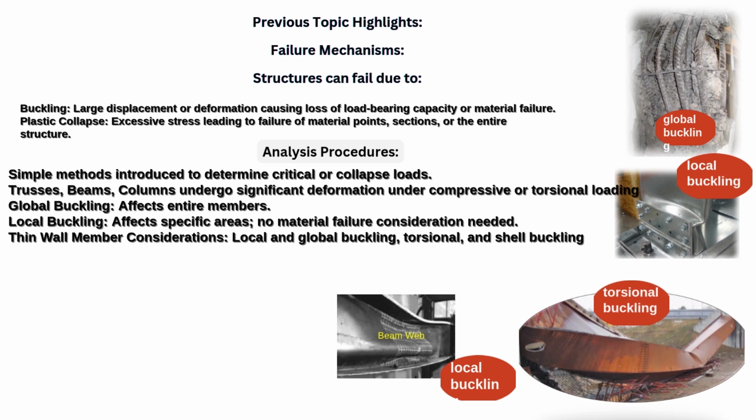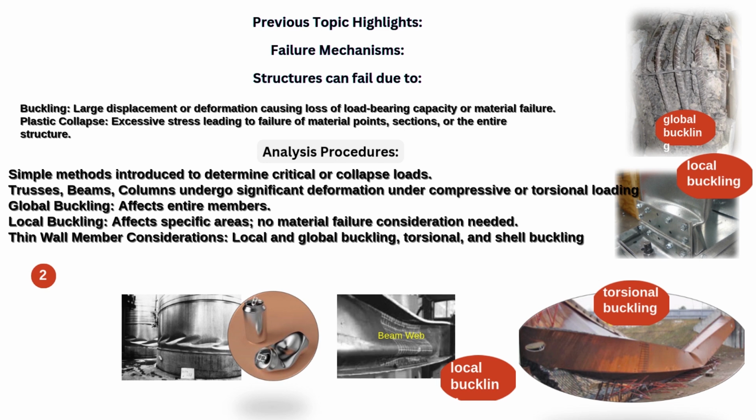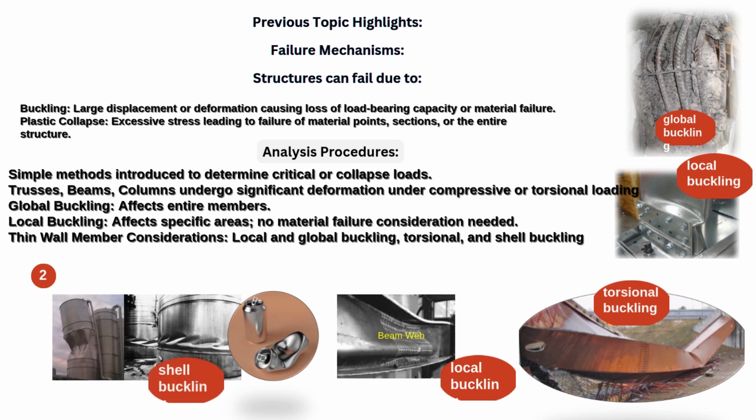Trusses, beams, and columns undergo significant deformation under compressive or torsional loading, but no buckling under tensile loading. Global buckling affects entire members. Local buckling affects specific areas, with no material failure consideration needed. Thin wall member considerations: local and global buckling, torsional buckling, and shell buckling may occur in thin wall members.